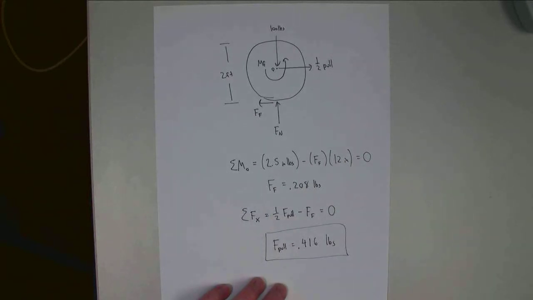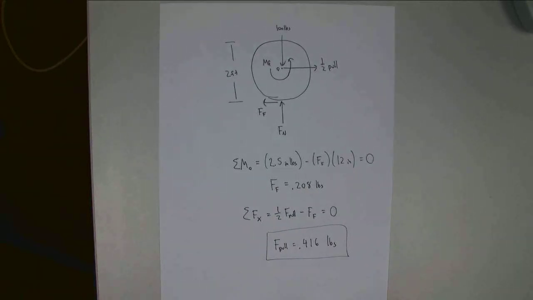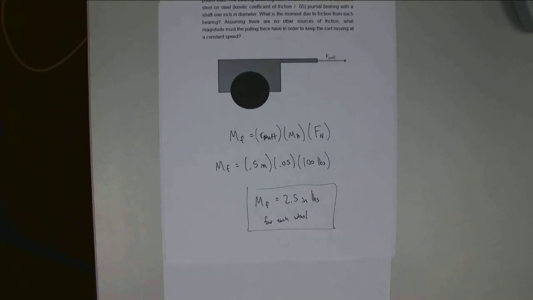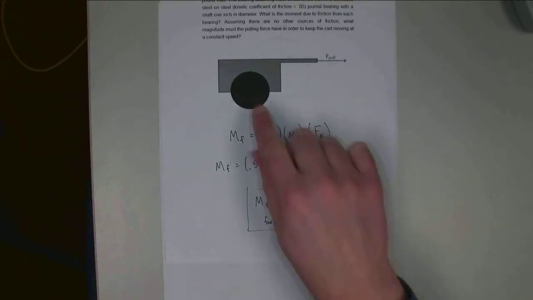And so just under half a pound of force is what's necessary to keep this cart going at a constant rate. That's assuming, again, that there's no other frictional losses other than the losses we have in that bearing right there.